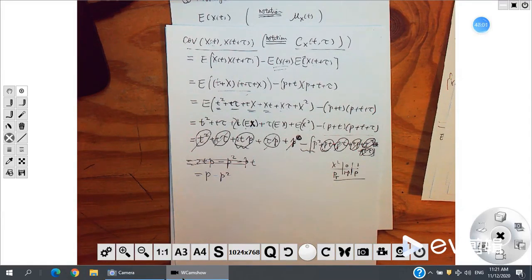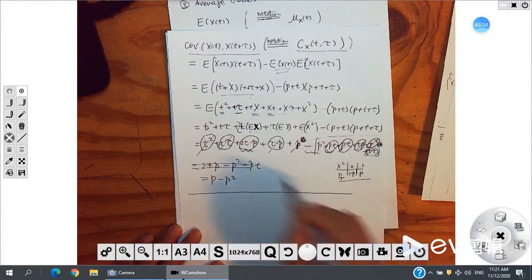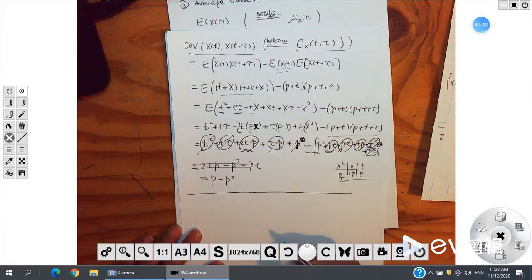Am I good? I doubt. Check it with me. If tau is, okay, yeah, they are the same. So it doesn't matter, the covariance is always this one. I think it's good. So this is an example: the covariance is always equal to this one for different t and different tau.